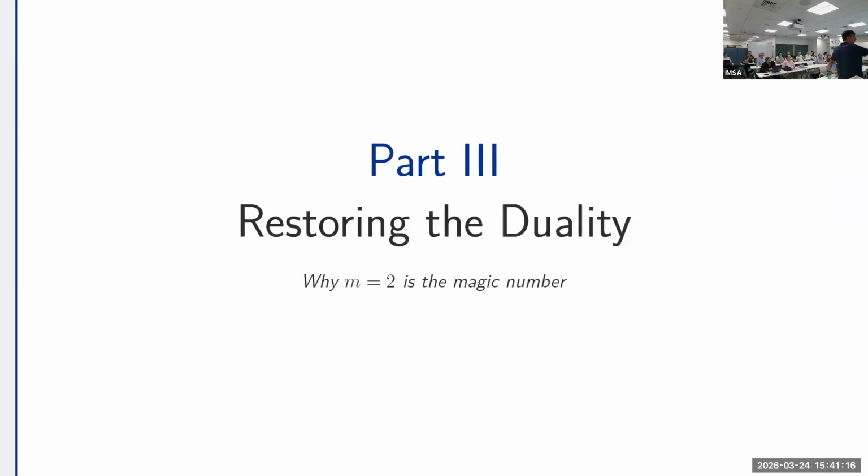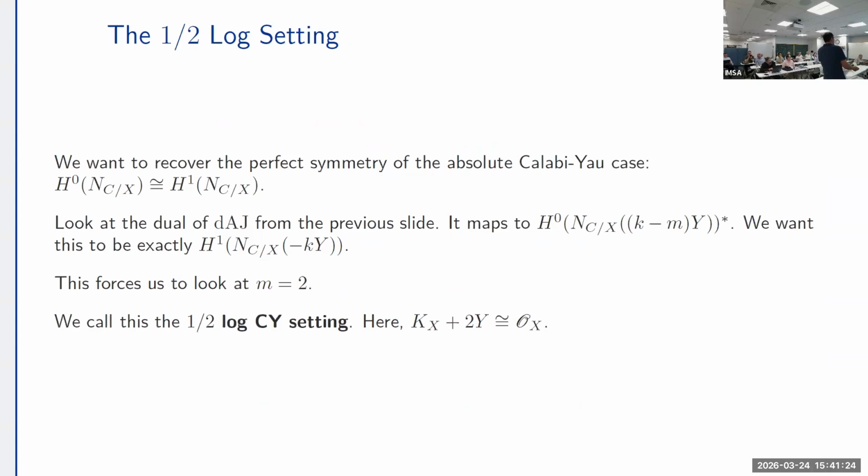So I was talking about these dualities between the normal bundles, H0 and H1, and we have general formulas to compute this kind of duality. The magic trick here is that if you set m equal to 2, you will obtain the duality that I was telling you about before. So if you are in this setting, you obtain a duality between H0 of N_C(-Y) and H1 of N_C(-Y).